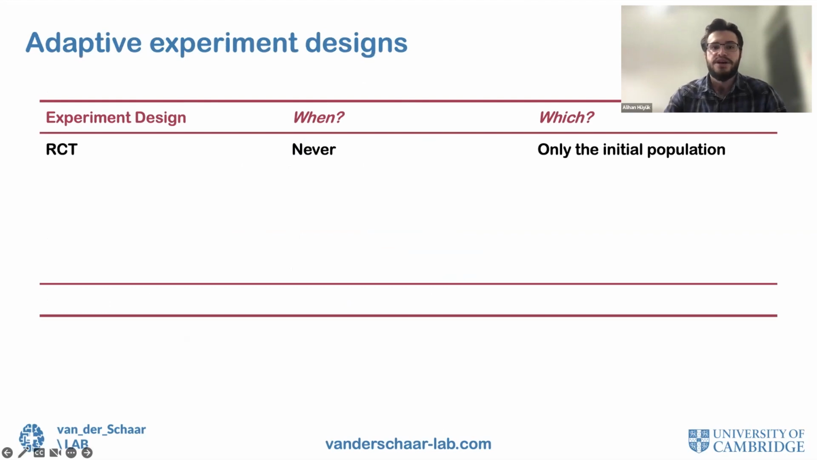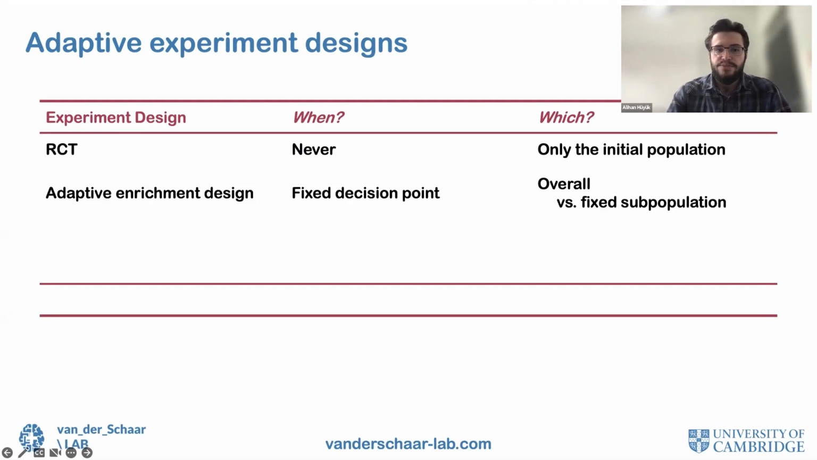Of course, to address this, many adaptive experiment designs are proposed. To start with, I mentioned already that RCTs are never adapted and they only target an initial patient population. So the common approach to addressing this is adaptive enrichment designs. In these designs, there is a designated fixed decision point and data is collected up to that point. And then the results are evaluated to decide whether the rest of the trial will continue targeting the overall population or whether the focus will shift into a fixed subpopulation.